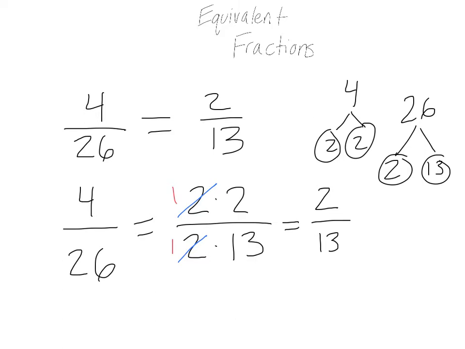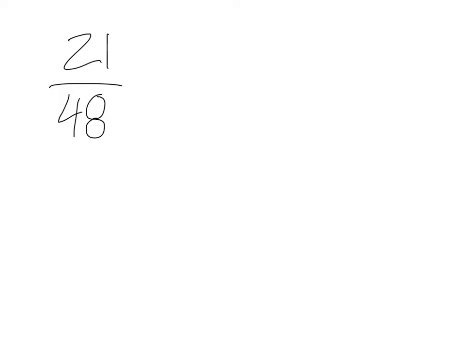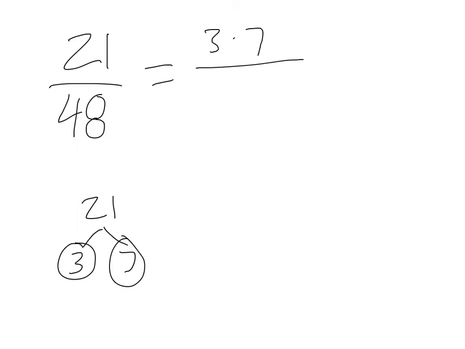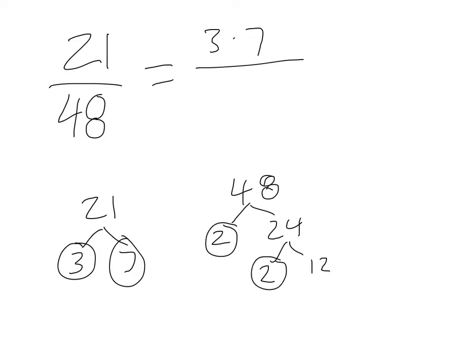Let's do another example. How about this one? 21 over 48, or 21/48. Let's write the prime factorization of each. Okay, so 21 is really just 3 times 7, and 48 could be represented as 2 with a 24. 2 is prime, and 24 can further be split into 2 times 12. 2 is prime, and then 12 can be split into a 2 and a 6, and 6 can further be split into 2 times 3.